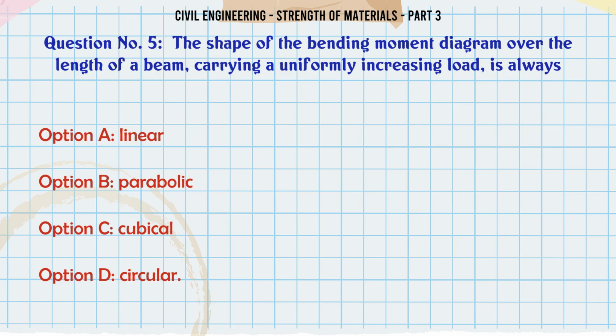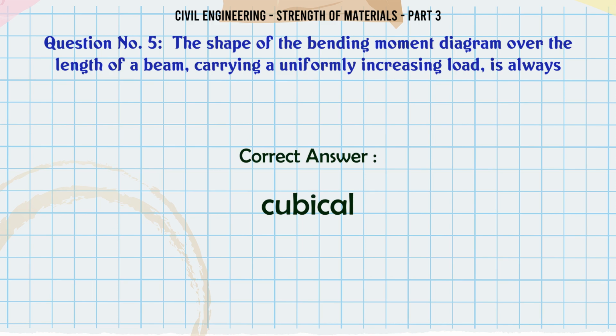The shape of the bending moment diagram over the length of a beam carrying a uniformly increasing load is always A) linear, B) parabolic, C) cubical, D) circular. The correct answer is cubical.